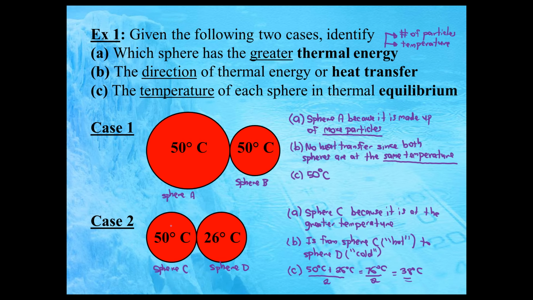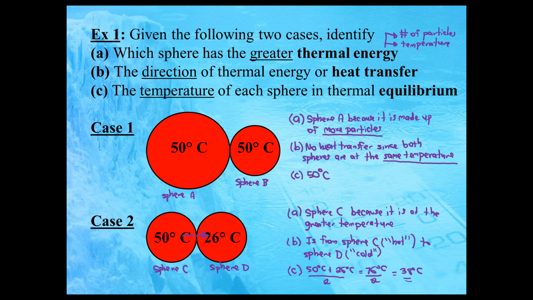So sphere C would go from a temperature of 50 to 38. Its temperature would decrease, and sphere D would have an increase in temperature from 26 to 38. Well, that's because it's gaining thermal energy. Energy is transferring from the 50 degrees Celsius one to the 26 degrees Celsius one.